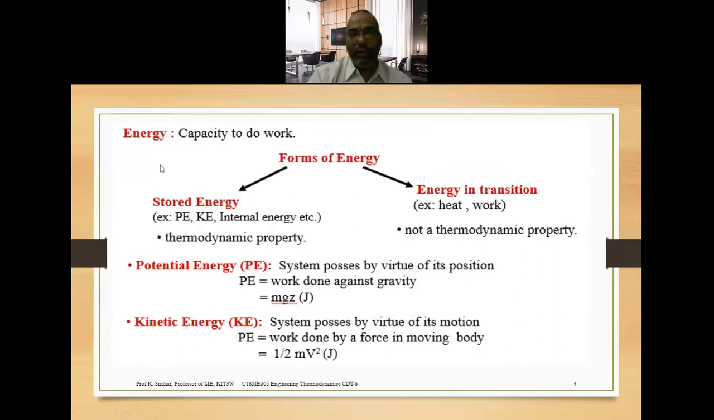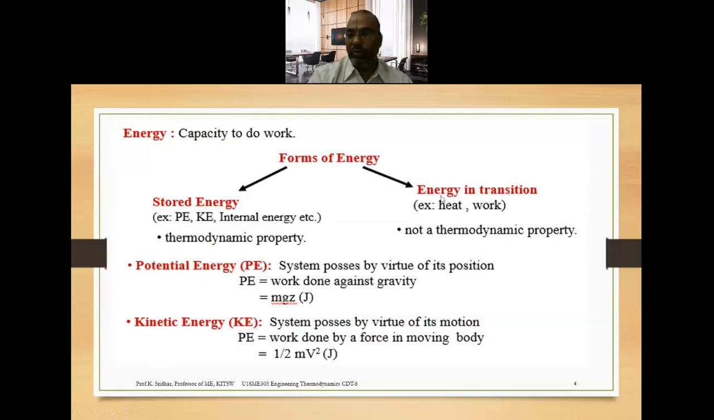How can we define energy? Energy is the capacity to do work. And what are the different forms of energy? Energy can be stored and energy can be in transition. Because whenever we discuss the work and heat concept, we said that work and heat are boundary phenomena and work and heat are transient phenomena.